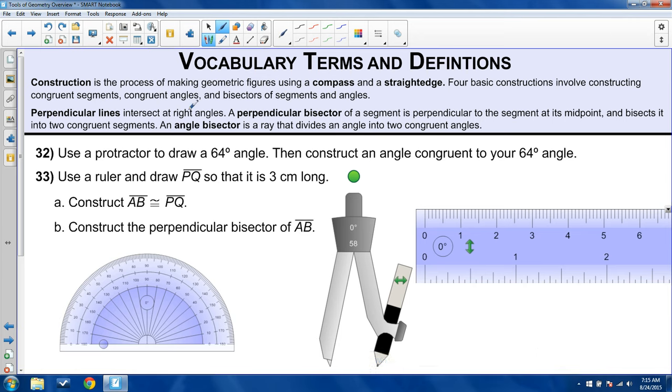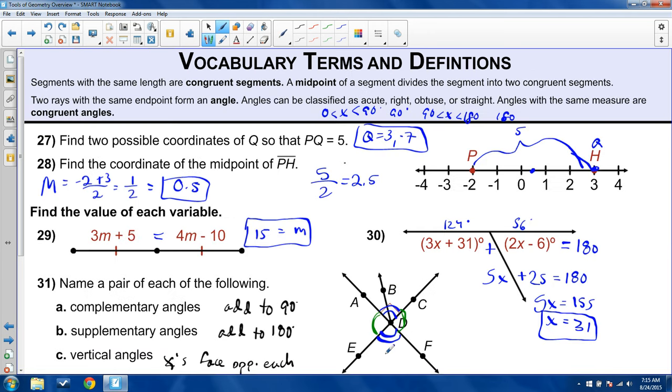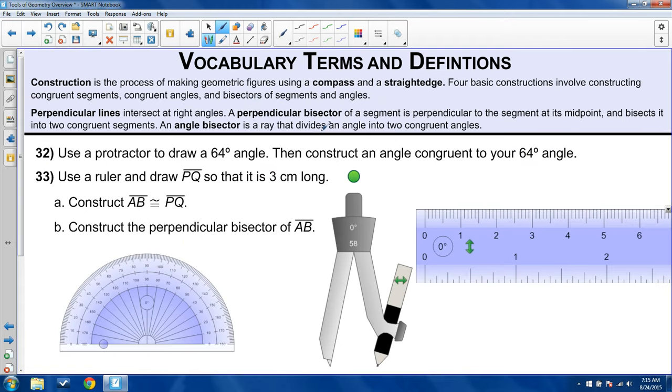Perpendicular lines intersect at right angles, so over here we had sets of perpendicular lines down on the bottom. A perpendicular bisector of a segment is perpendicular to the segment at its midpoint, so therefore it bisects it into two congruent segments. You can only bisect segments. You can't bisect lines or rays because those don't end. An angle bisector is a ray that divides an angle into two congruent angles, so we talked about that on the first slide.